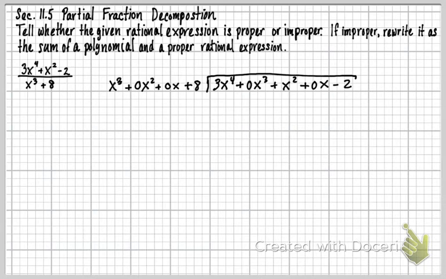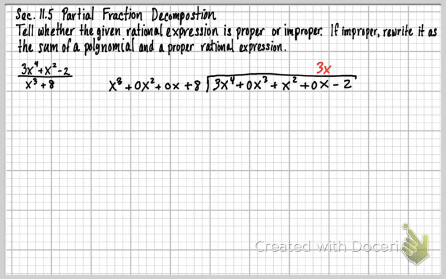So now I have to ask myself this: what would I have to multiply x cubed by to get 3x to the 4th? When I look at that, I see that it's going to be 3x. So I go over to the 4th slot, and I put a 3x there. Now notice these should match degree-wise.